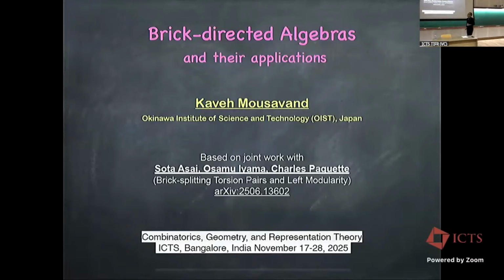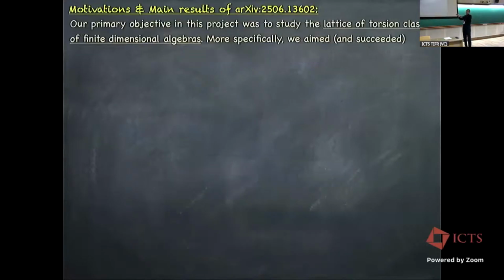So today's talk, I come from representation theory of associative algebras, finite dimensional algebras. And what I'm going to share with you is based upon a recent joint work with Sota Asai, Osamu Iyama, and Charles Paquette. Probably most of the first few lines will not fall in the scope of your interest if you're not coming from representation theory of associative algebras.